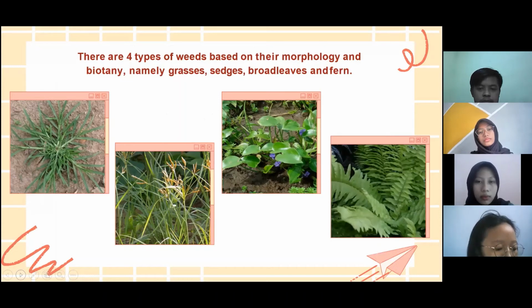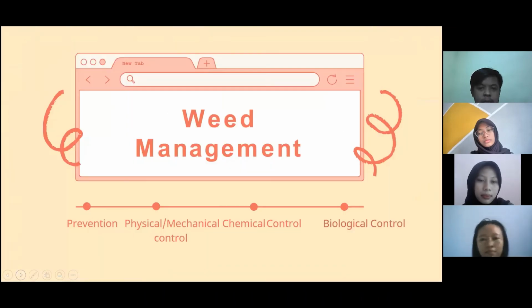There are four types of weeds based on their morphology and botany, namely grasses, sedges, broadleafs, and also ferns. Weed management is prevention, physical or mechanical control, chemical control, and biological control.